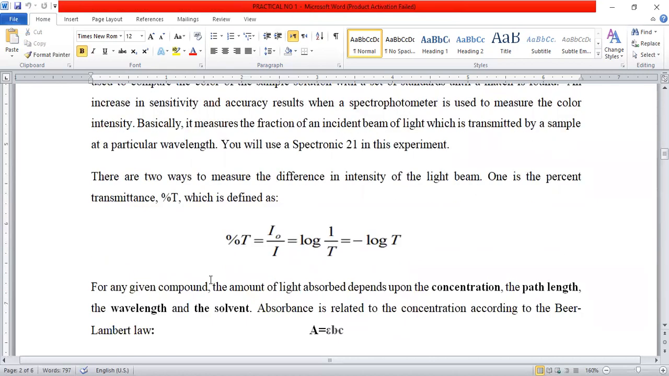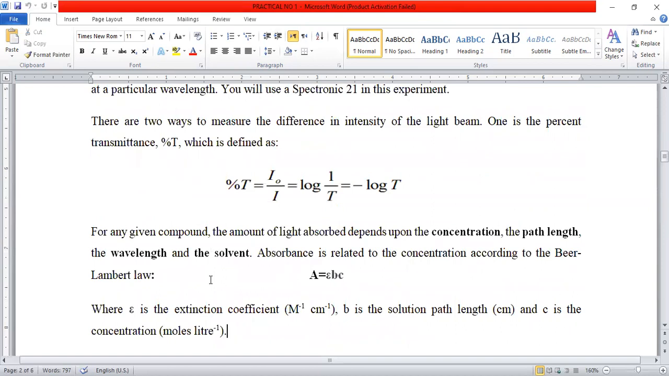For any given compound, the amount of light absorbed depends upon the concentration, the path length, the wavelength, and the solvent. And absorbance is related to concentration according to Beer-Lambert law, where A is equal to epsilon b c, where epsilon is the extinction coefficient, b is solution path length, and c is concentration, and A is absorbance.